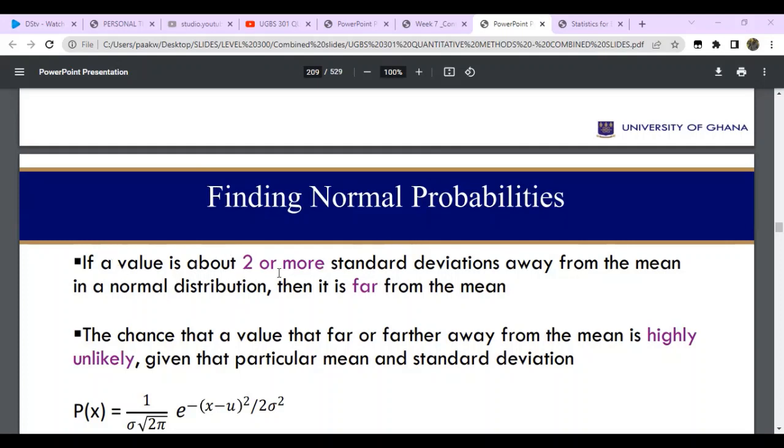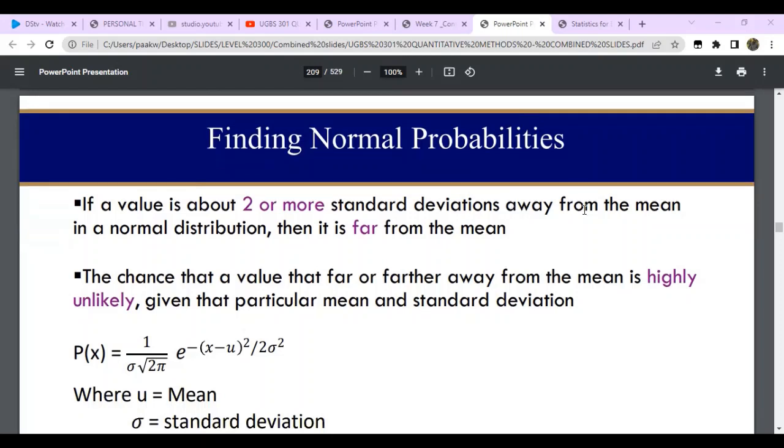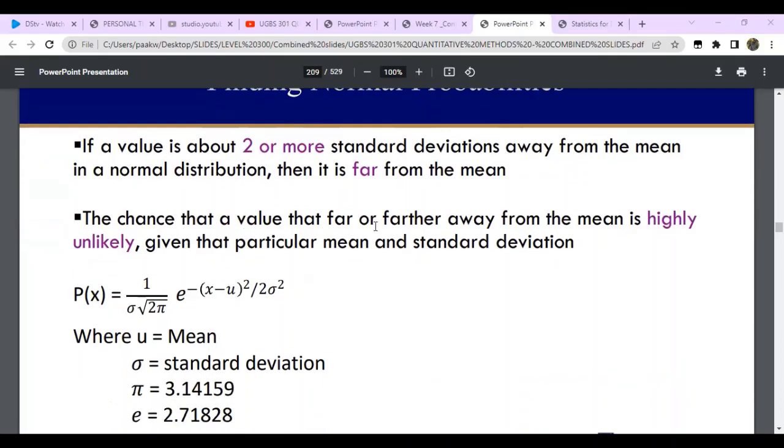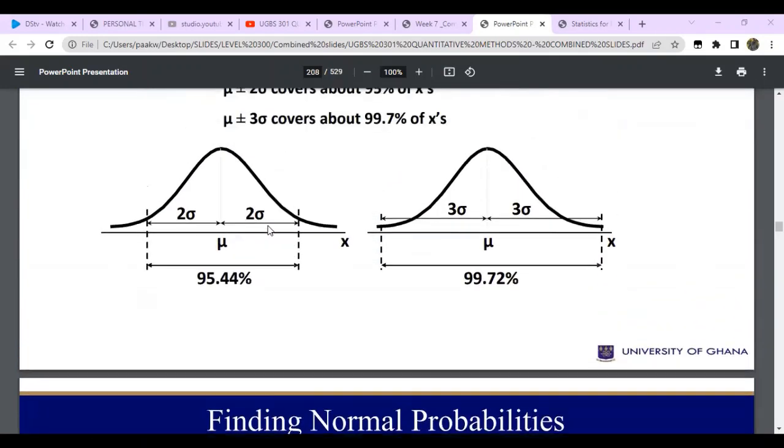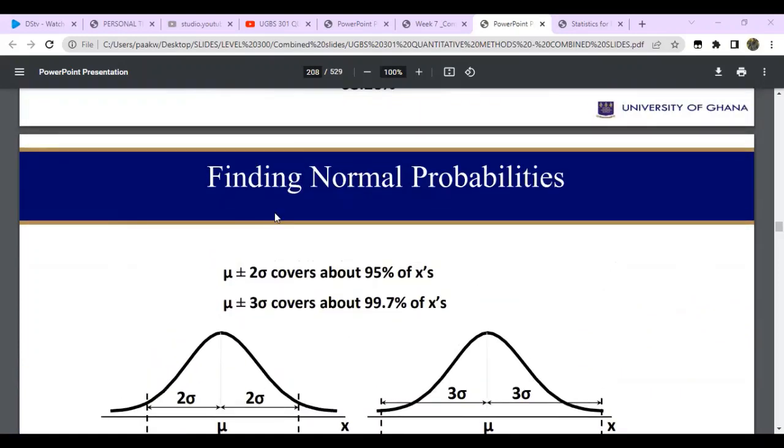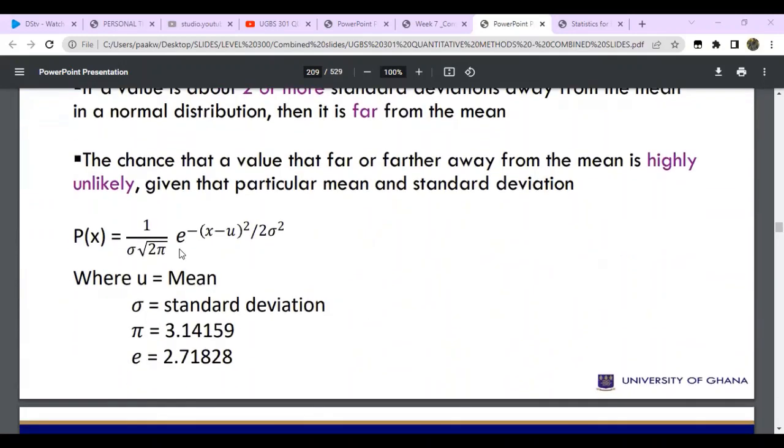So if a value is about 2 or more standard deviations away from the mean in a normal distribution, then it is far from the mean. The chance of a value that far or farther away from the mean is highly unlikely, given that particular mean and standard deviation. So when you see a normal distribution and you want to find the probabilities, this is the formula that you're supposed to use. But you're not going to use this one. Our main focus is not this formula. So don't panic, okay?